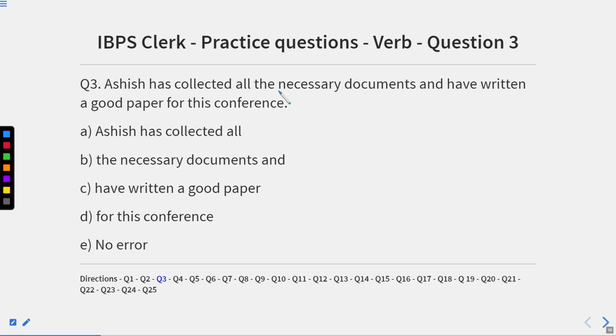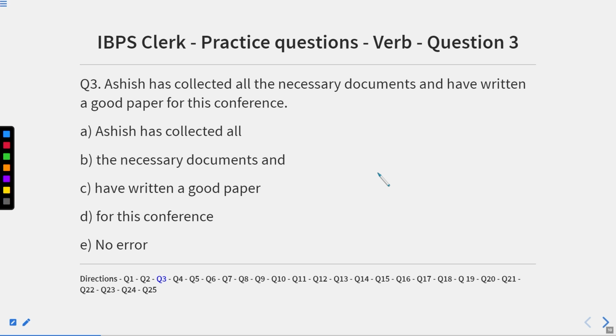Ashish has collected all the necessary documents and have written a good paper for this conference. Now this is very simple, but in these types of sentences you have to look for the subject first. Suppose the sentence begins with the subject, but after that we have partitives or attributes. Partitives and attributes do not matter at all while we are solving subject-verb agreement errors, as the verb depends on the subject only.